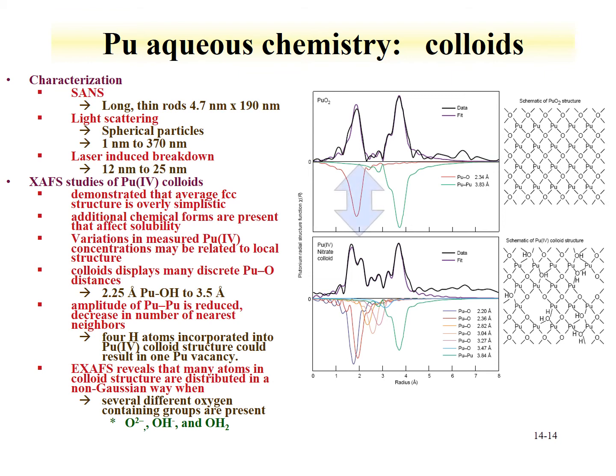And what can be seen here is the data for plutonium dioxide. This is what the structure would look like, nice and organized and patterned. We see this from the XAFS data.